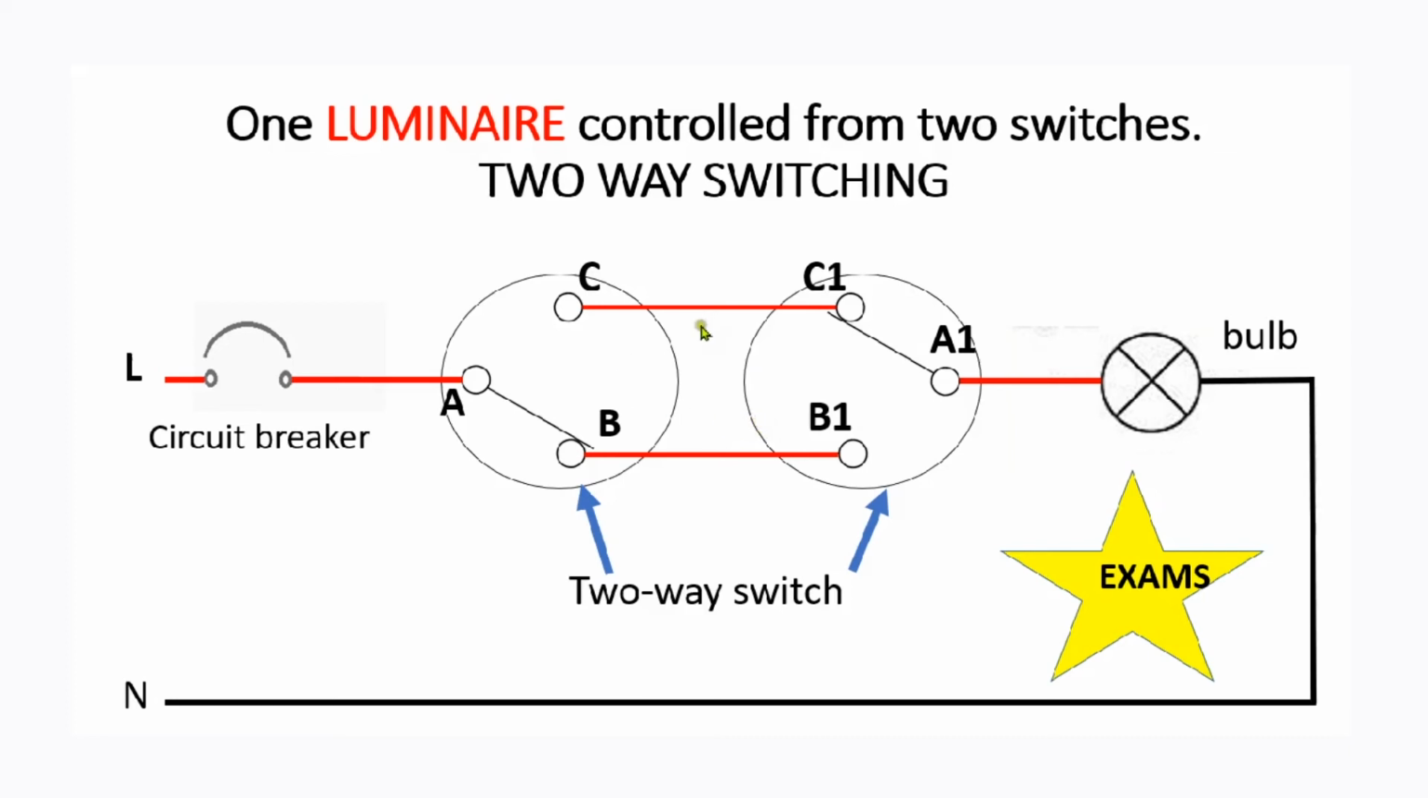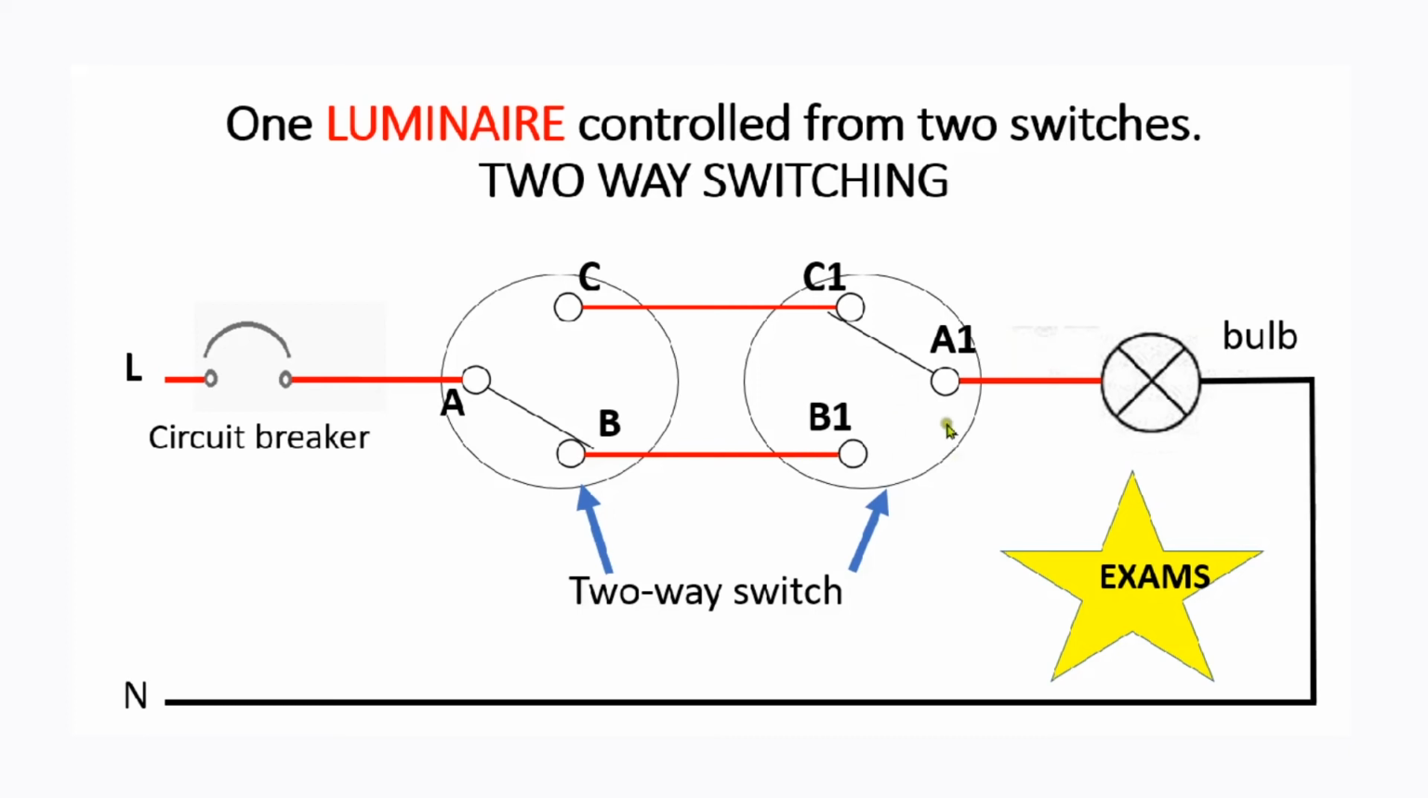So what is two-way switching? Probably you're asking the question, sir, why do I need to know two-way switching? What is its purpose? Well, two-way switching is generally used on long passageways. If I am entering a passageway, I will put one switch at the beginning of the passageway and another switch at the end of it, so that I don't have to walk right to the end of the passage and then come back and switch off the light at the beginning of the passage.